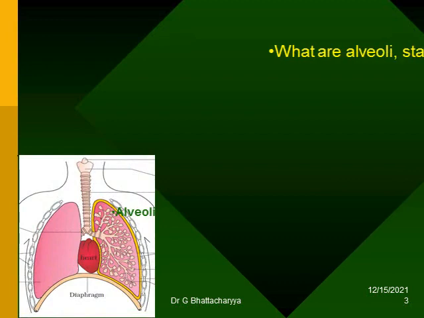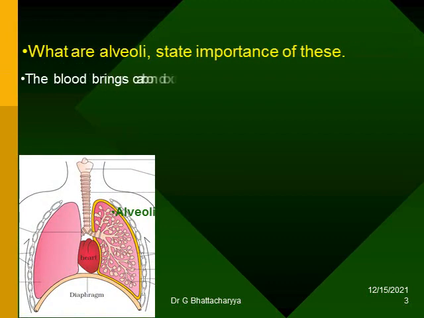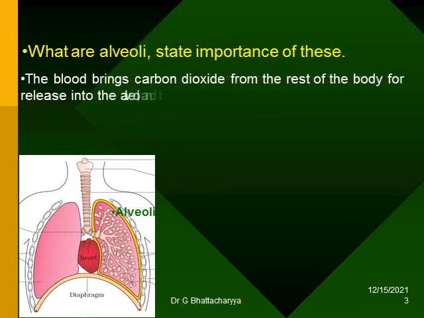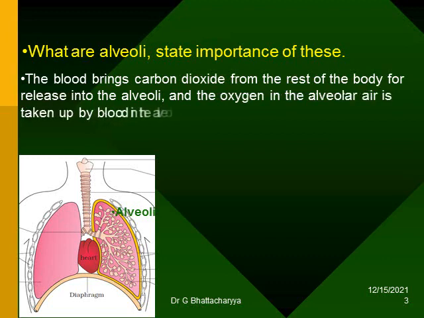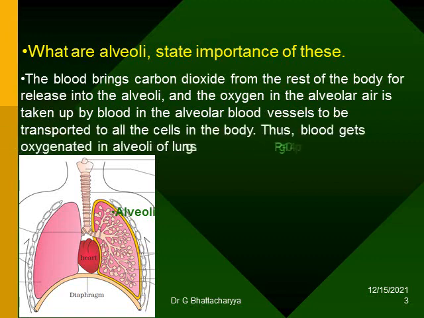What are alveoli? State importance of these. The blood brings carbon dioxide from the rest of the body for release into the alveoli, and the oxygen in the alveolar air is taken up by blood in the alveolar blood vessels to be transported to all the cells in the body. Thus, blood gets oxygenated in alveoli of lungs.